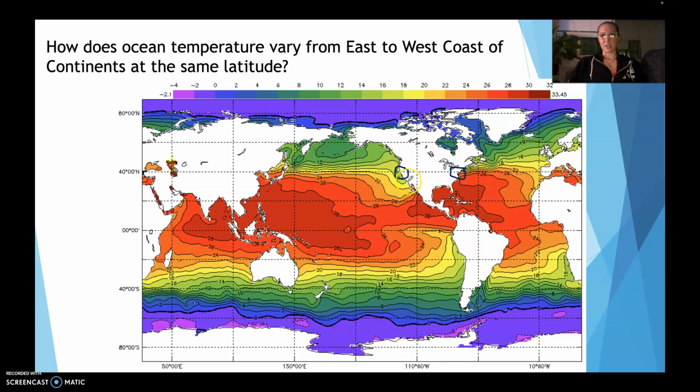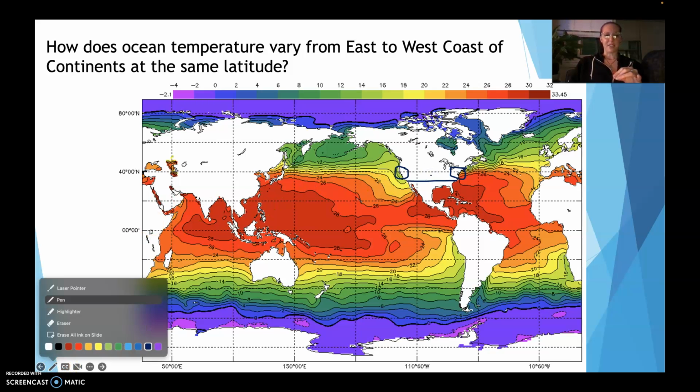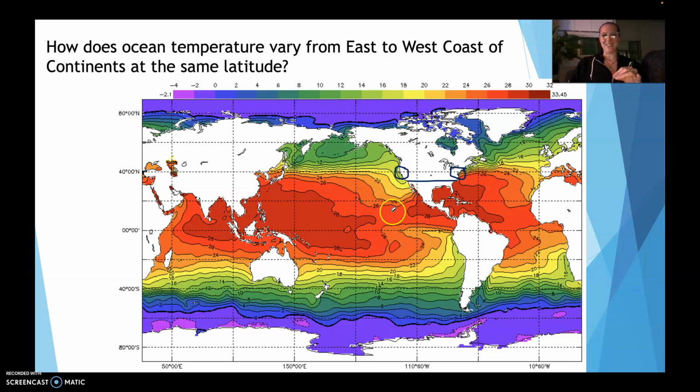I tried to show this earlier in the semester when I compared San Diego, Dallas, and Charleston because of that same thing. San Diego's right next to the Pacific Ocean, Dallas is landlocked, and Charleston is over here in Georgia. And so that's kind of why we see that there.